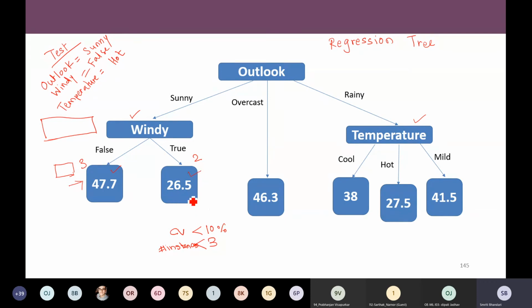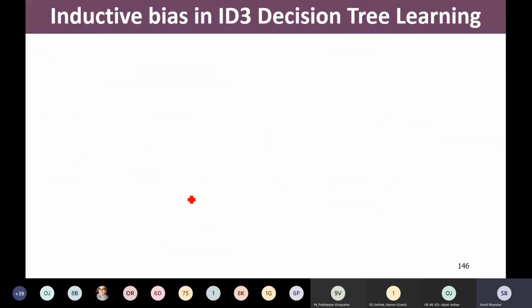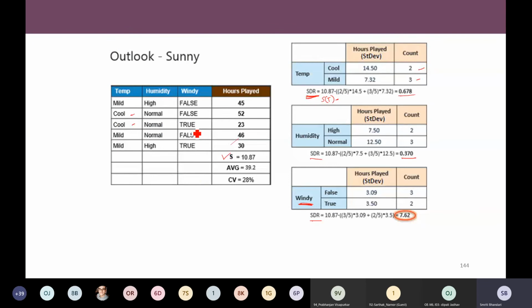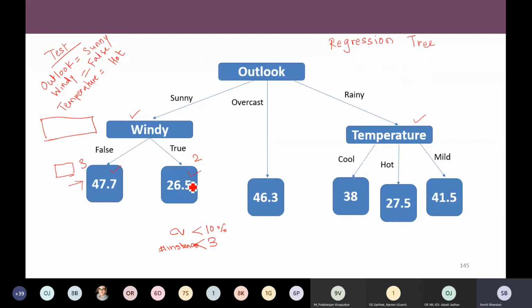And what we need to place here is the average value. So this is true. So 23 and 30 are the respective target values. So the average of these two is say 26.5. So that would be placed in our leaf node. Got it?